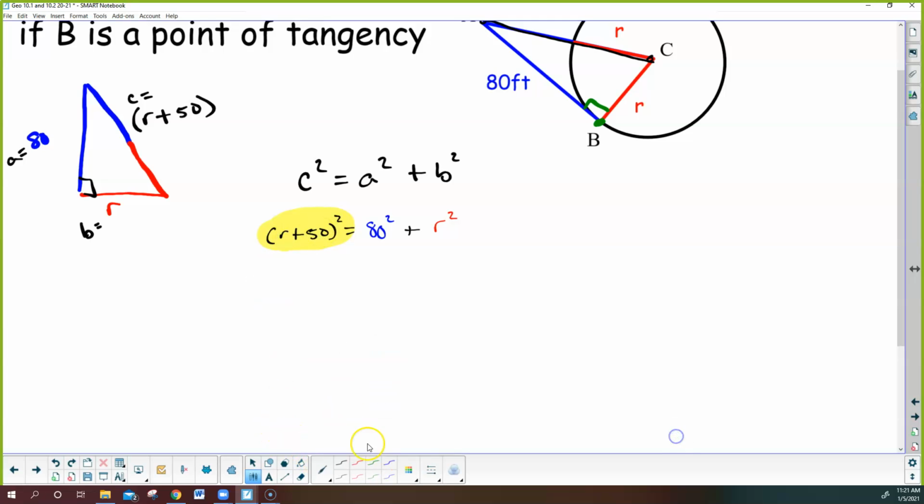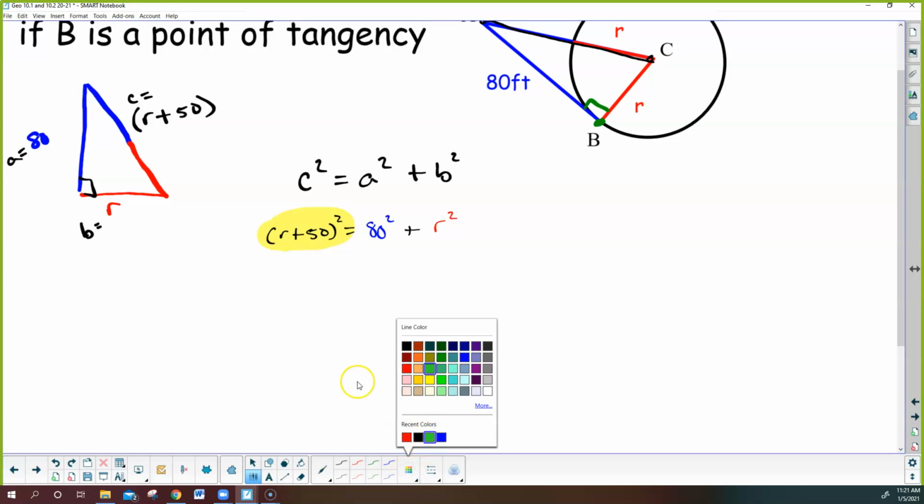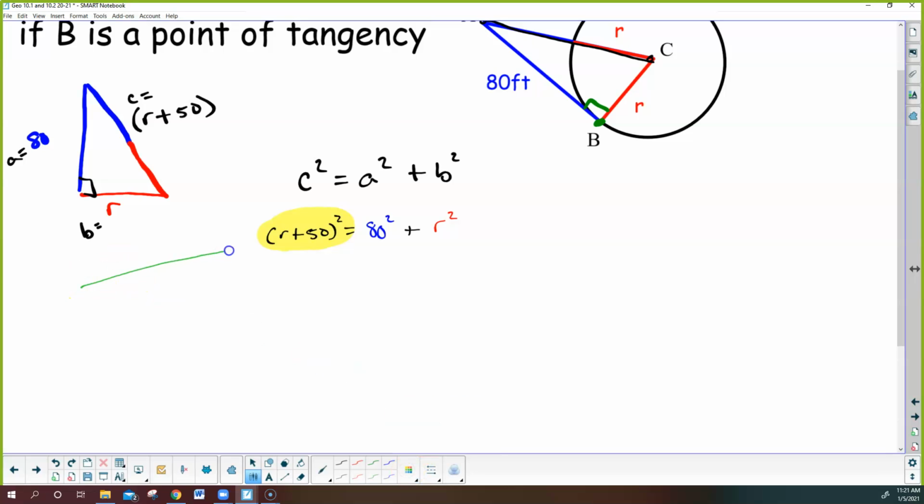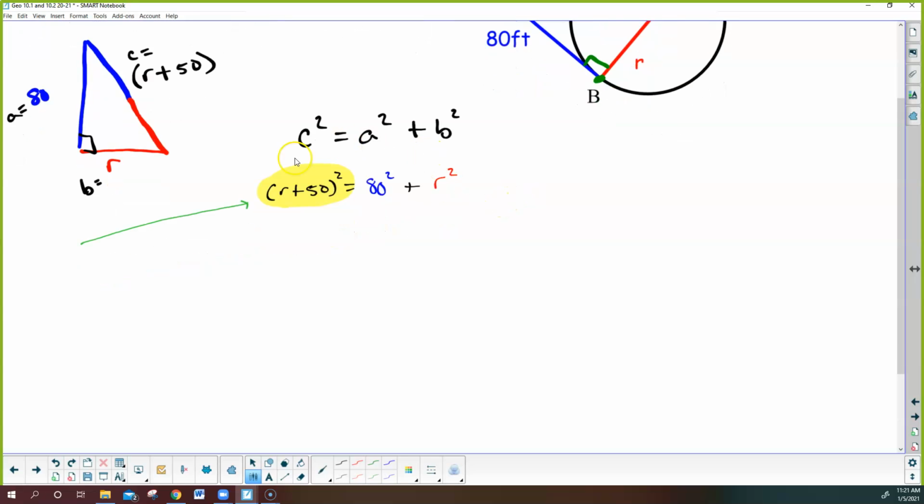This is really just to practice our algebra skills. And I'm going to put a careful little note here. This is the most common error in this problem, right here: how students interpret r plus 50 squared. So when I think about this, I need to think about what it means to square something.